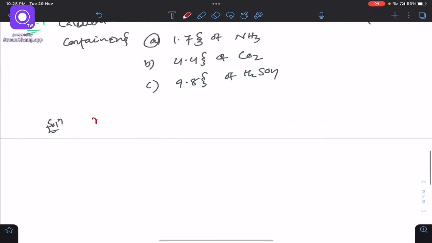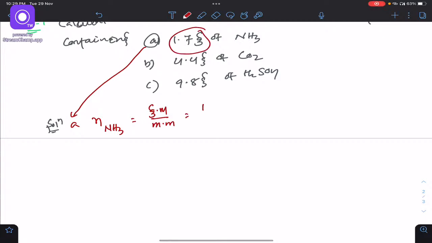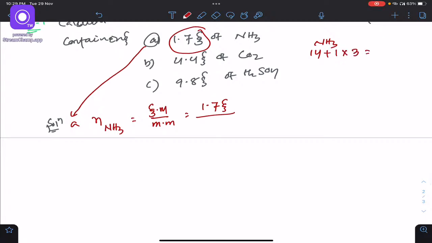Solution: number of moles of ammonia, part A. Number of moles of ammonia is equal to given mass upon molar mass. So what mass is given? 1.7 gram divided by the molar mass of ammonia. See, for the molar mass of ammonia, the atomic mass of nitrogen is 14 gram plus hydrogen 1 into 3, which is equal to 17 gram. Okay, so the molar mass is 17 gram, which gives 0.1 mole.